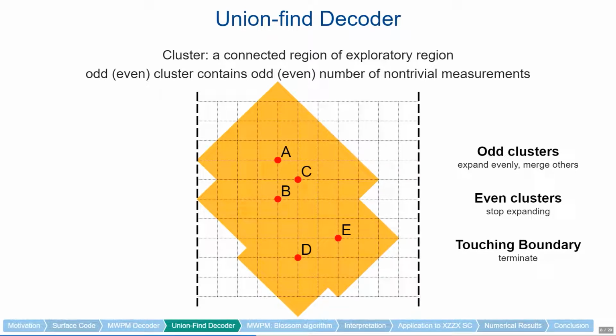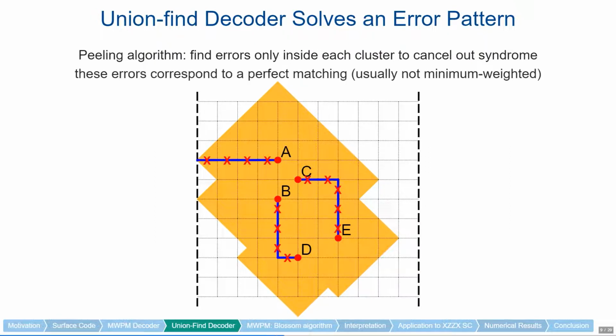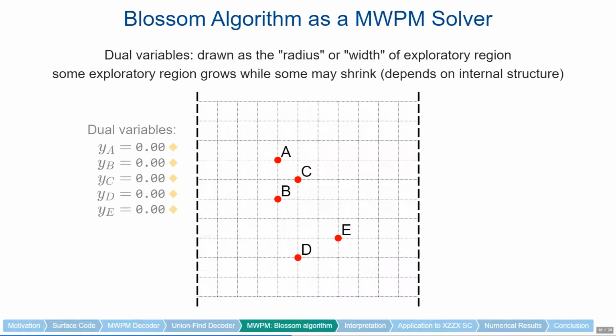After all the clusters stop expanding, the unified decoder will apply the peeling algorithm. It finds an error pattern that cancels out all the non-trivial measurements, or the syndrome, using only errors inside each cluster. And it turns out that this error pattern corresponds to a perfect matching, although usually not a minimum weight perfect matching. We then look at how the MWPM decoder works, which uses the Blossom algorithm as a MWPM solver.